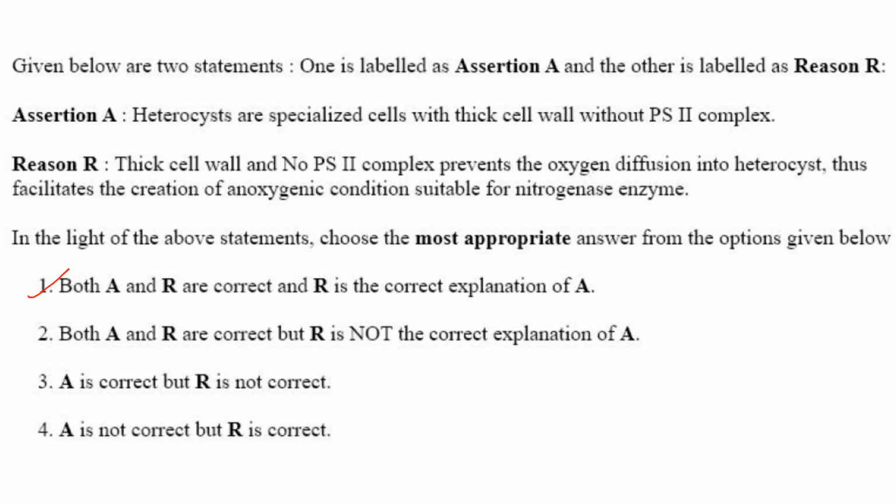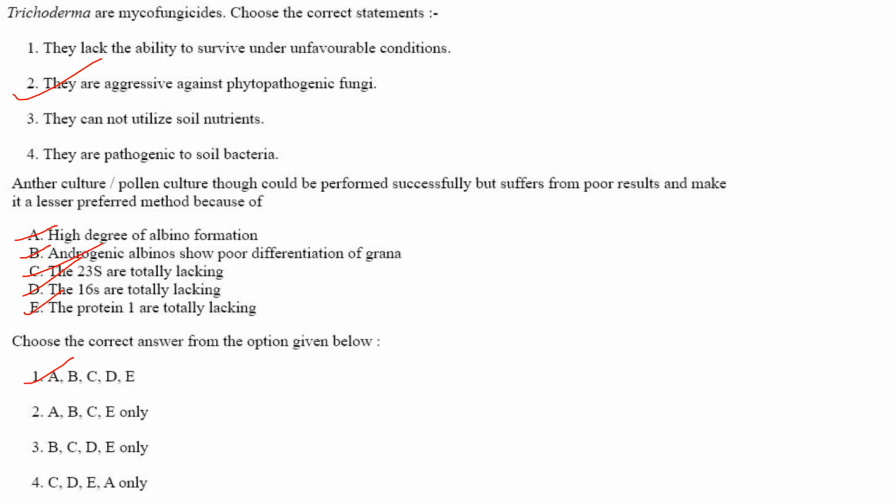Then next one. Heterocysts are specialized cells with thick cell walls without photosystem II complex. That's correct. Thick cell wall and no photosystem II complex prevent oxygen diffusion into the heterocyst, thus facilitating the creation of anoxygenic condition suitable for nitrogenase enzyme. That is also correct and that explains the assertion. So both A and R are correct and R is the correct explanation of A. Answer is option 1.